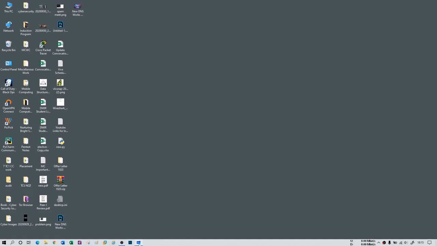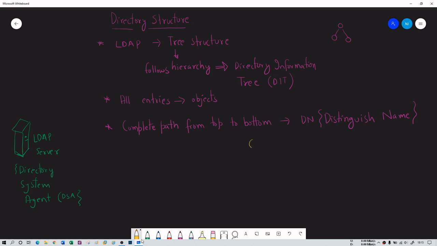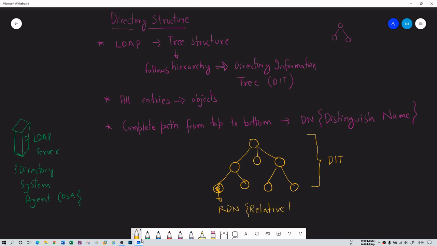Now, how can we understand it? See, if I have one node connected to another node and connected to maybe this one, I have something like this, and this is a tree. The whole thing from top to bottom is known as DIT, as I told you. It follows a directory information tree. So the whole thing is a directory information tree. And then this single node has a name known as RDN. It is called a relative distinguished name.